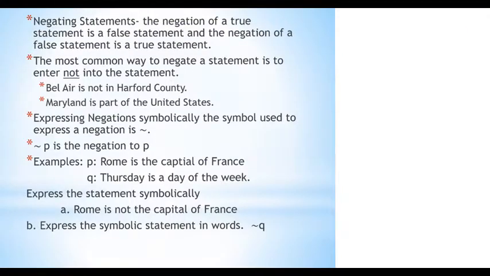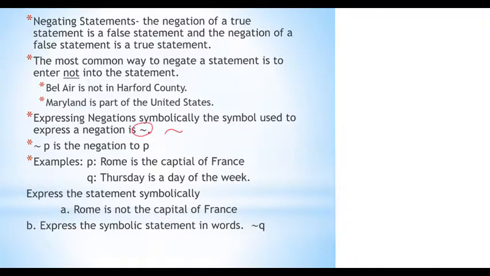So here they're talking about negating a statement, and to negate a statement, you either put the word not into the statement or take the word not out of the statement. The negation of a true statement is a false statement, and the negation of a false statement is a true statement. So it's the opposite of what it was. The symbol that we use, I call it the wave. You can see it right here, and there's another example.